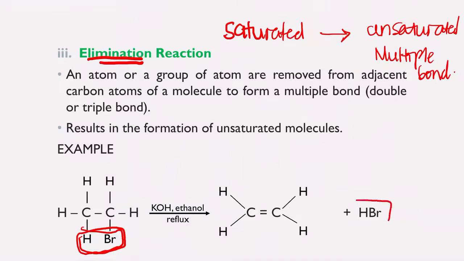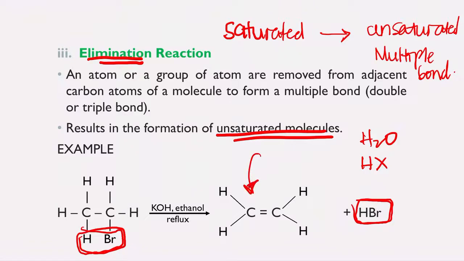So this is the HBr yang awak remove tadi. Okay, so awak akan form double bond between the carbons yang awak buang dia punya hydrogen and bromine tu. Okay, so this is an elimination reaction. Kadang awak boleh eliminate water, awak boleh eliminate other macam HCl ke whatever lah, HX. Okay, H2O boleh remove. Okay, and then you will form unsaturated molecule. Okay, ini unsaturated molecule ni, alkene.